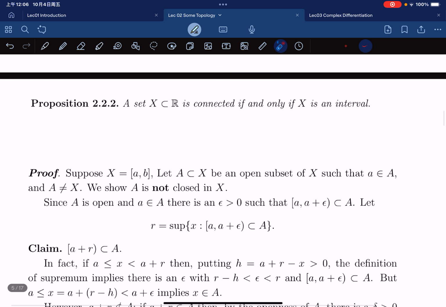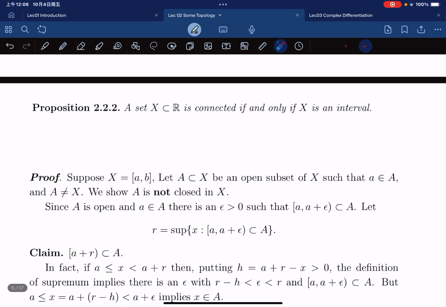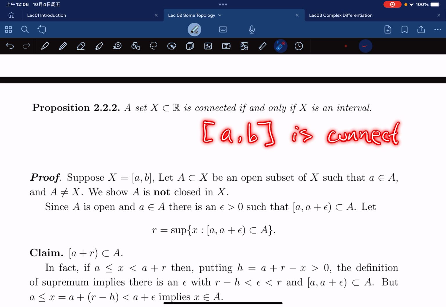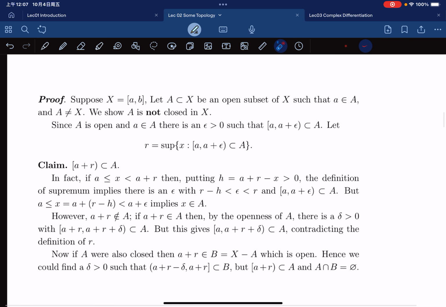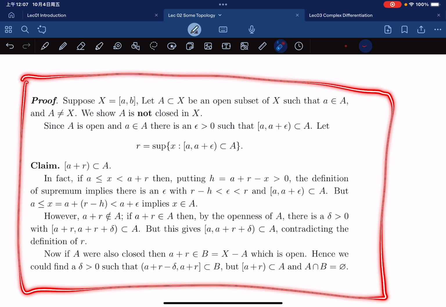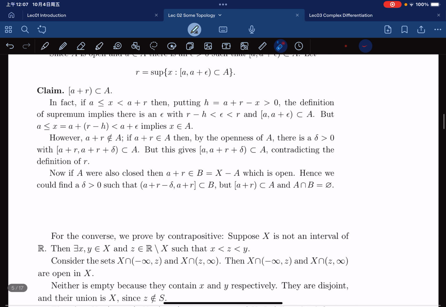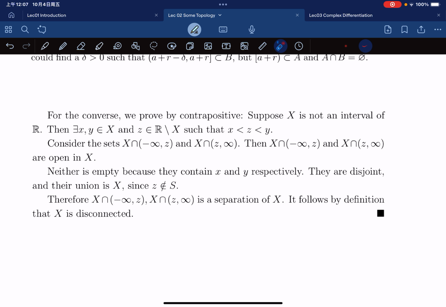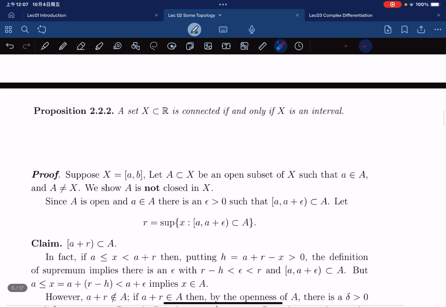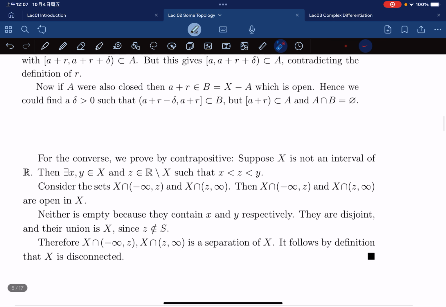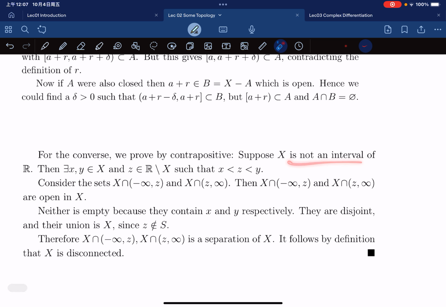So we're going to prove, okay, we skip the proof that an interval is connected. I won't, but here's the proof of the connectedness of an interval. And for the converse, if it's connected, we want to show that connected implies it is an interval. Okay, so we prove by contrapositive. Suppose it's not an interval, then we show that it is disconnected.